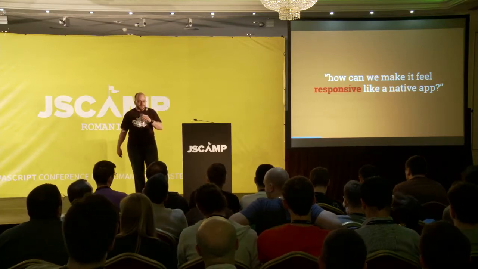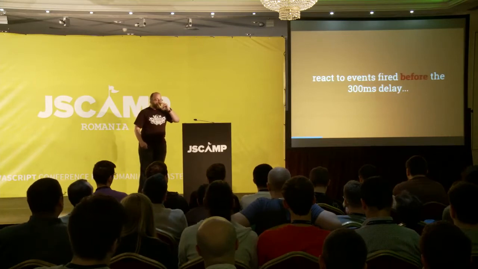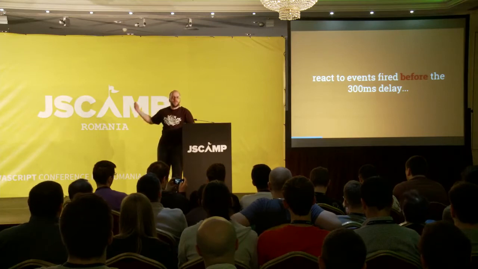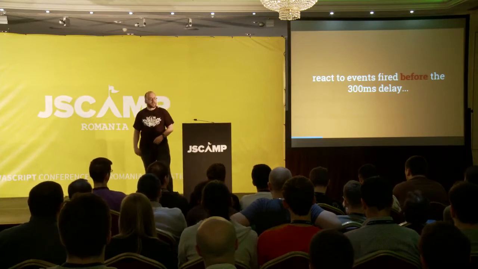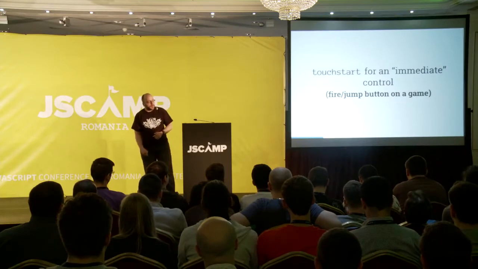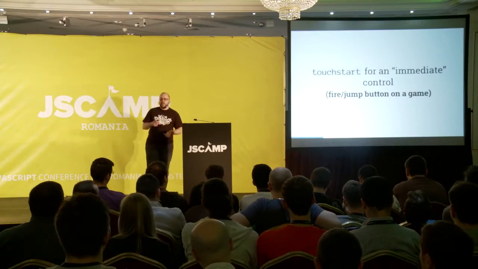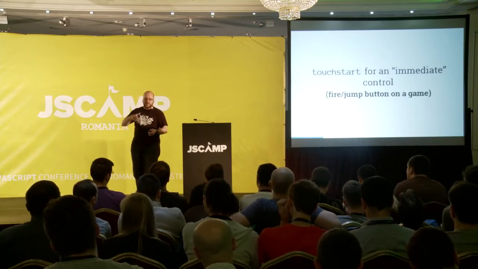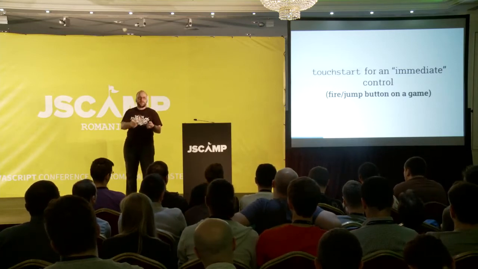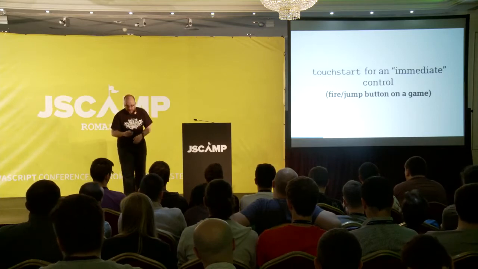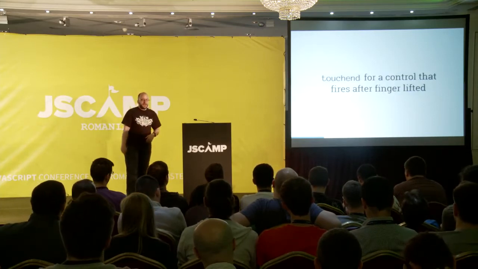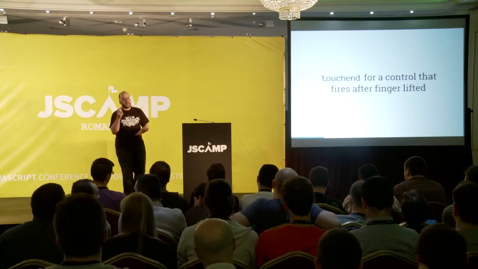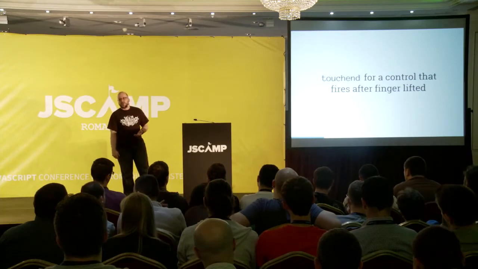So how can I make my website or web application feel more like a native app? I want to remove that 300 millisecond delay. The naive answer really is you can react to any of the events that happen before the 300 millisecond delay. Now, classically, if it's something like a game where you've got, I don't know, a spaceship, fire buttons, you want to react on touch start. As soon as the finger touches the screen, if you want to fire the rocket or whatever it is. And touch end in most other situations, which is, as soon as the user lifts the finger from the screen, you want to execute your JavaScript.